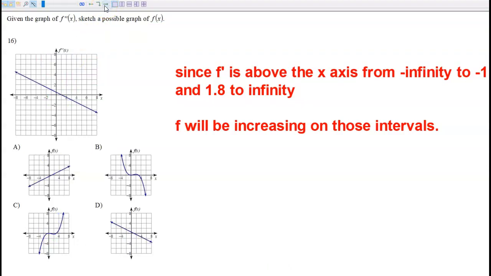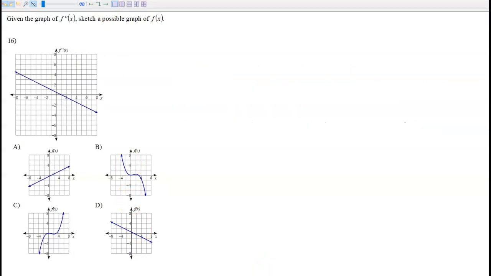All right. So for this next question here, I'm telling you f double prime is what we're looking at. And I'm asking you to find a graph of f. Well, f double prime represents the concavity.